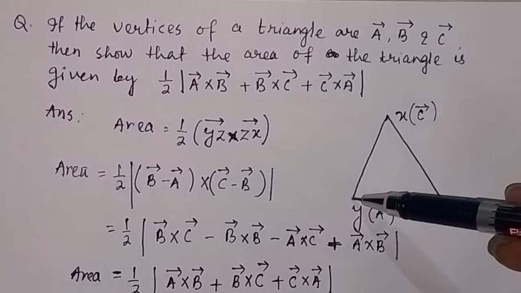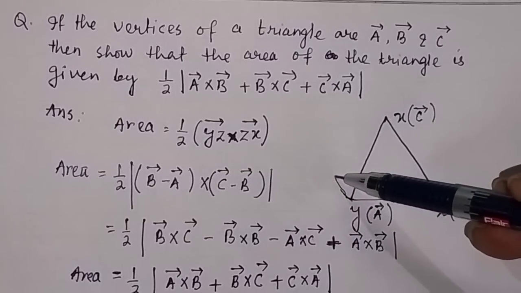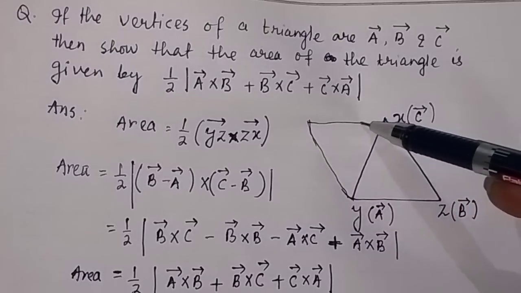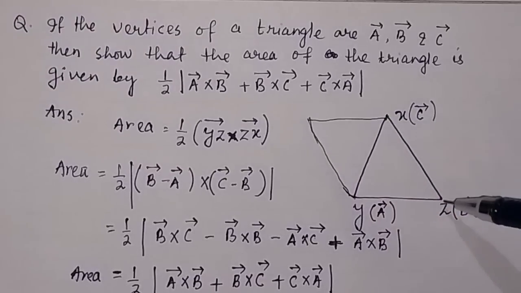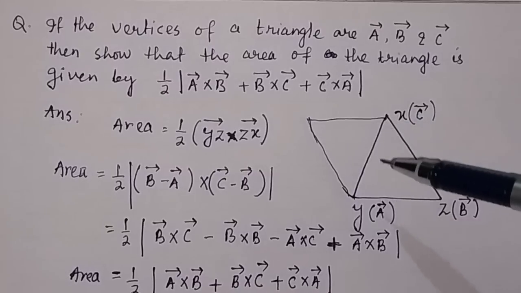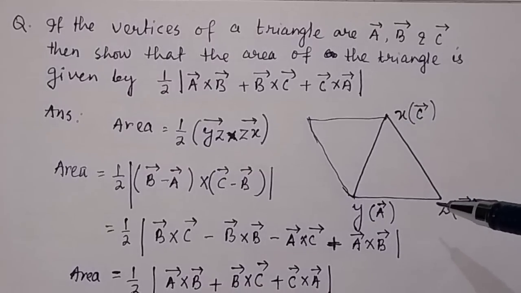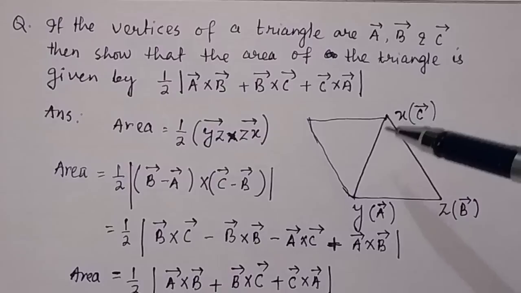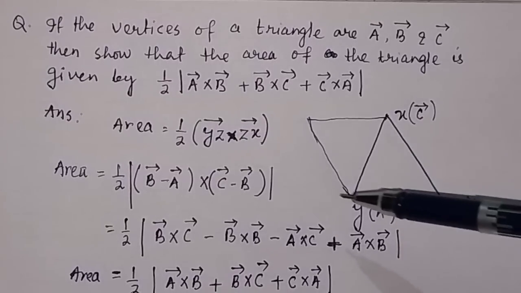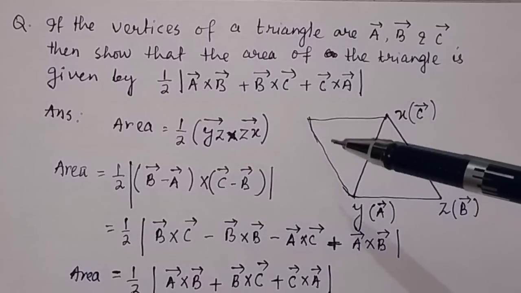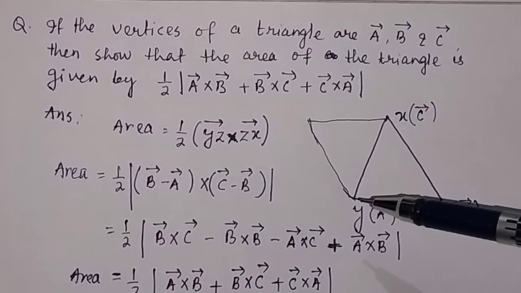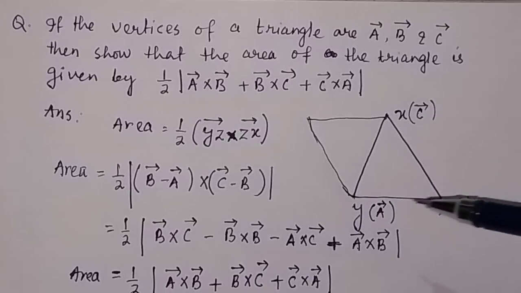Suppose you make it a parallelogram. I am drawing a parallel line here. Then this will be a parallelogram, and for this parallelogram, the area is equal to this vector cross this vector, not this vector, because this will be the diagonal. So the area of a triangle is equal to half of the parallelogram; this is the area of the whole parallelogram, and half of the parallelogram is equal to the area of this triangle.